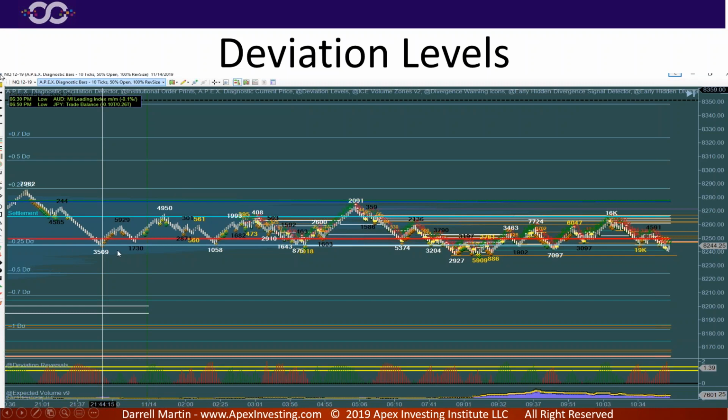And you'll notice that 0.25 can be a very strong one. This is something that a couple of our traders have really picked up on, so we added them in. And look how this thing's just bouncing between settlement and 0.25. Right there. Wouldn't it be nice to know that that was a 0.25 dev and that you could actually use that as a level to play off of when you're trading?